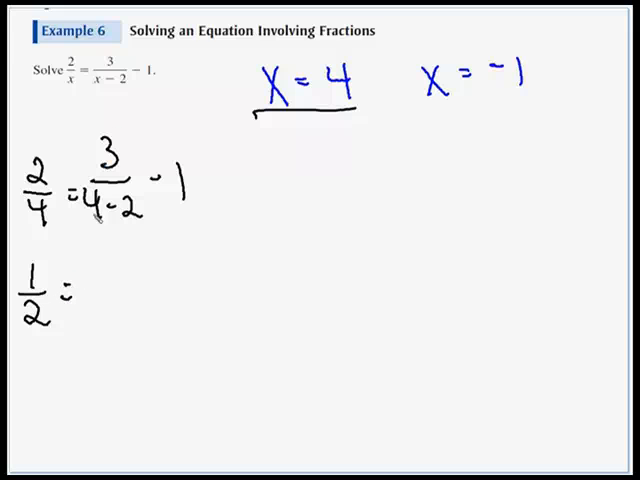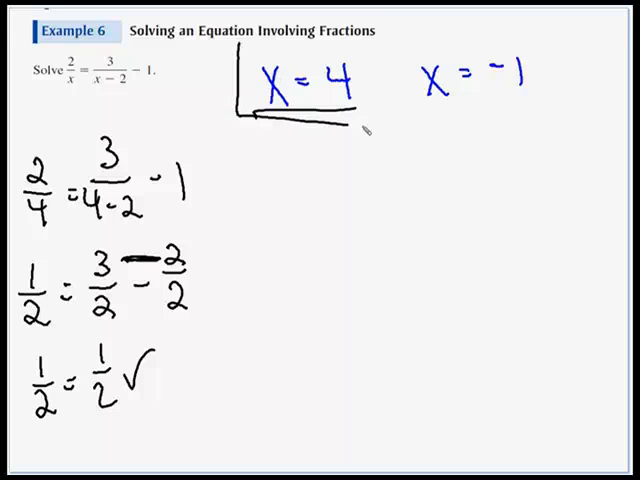Here we have 3 over 4 minus 2, and 4 minus 2 is 2, so 3/2 minus, and let's get our common denominator. How can we rewrite 1 with a denominator of 2? Well, that'd be 2/2. So let's see, does 1/2 equal 3/2 minus 2/2? Yes, denominators are common, subtract the numerators, 1/2 equals a half. This is a good solution.